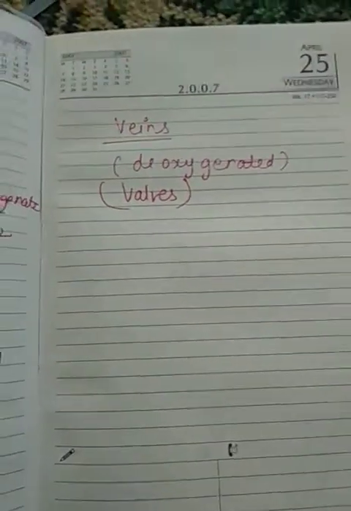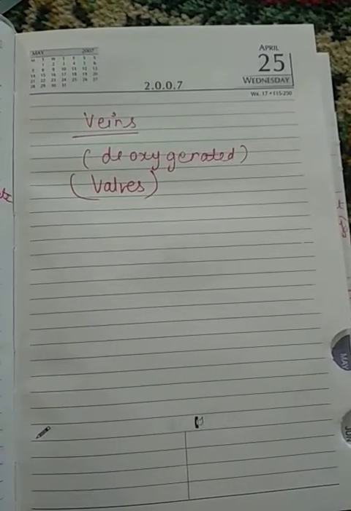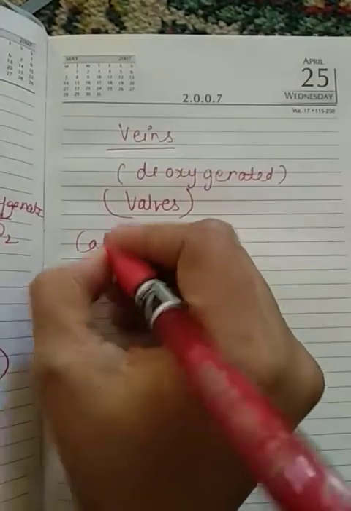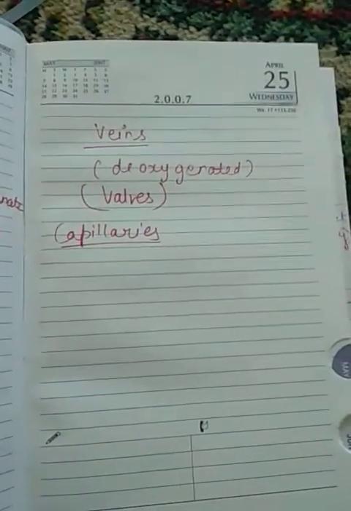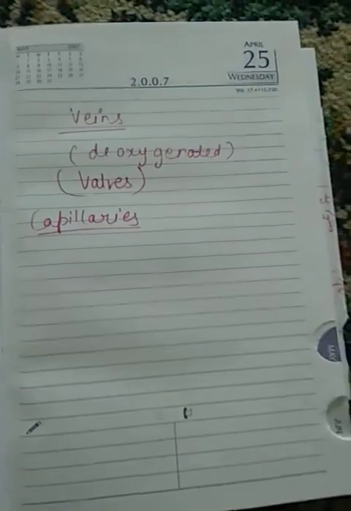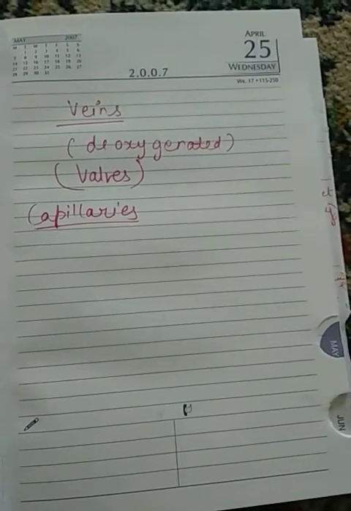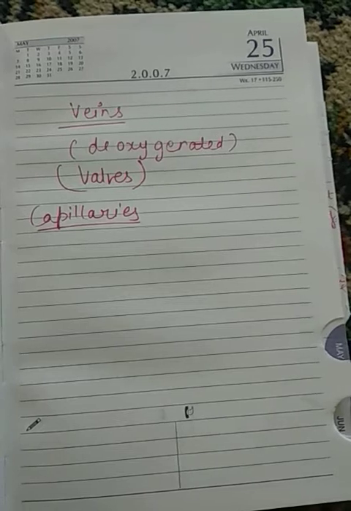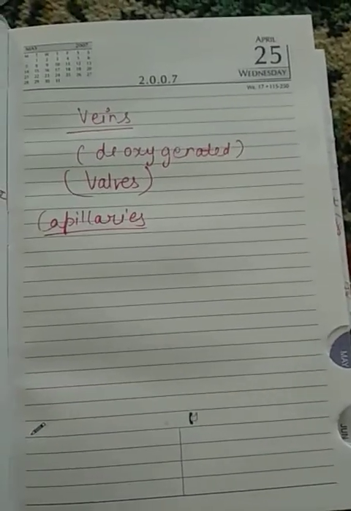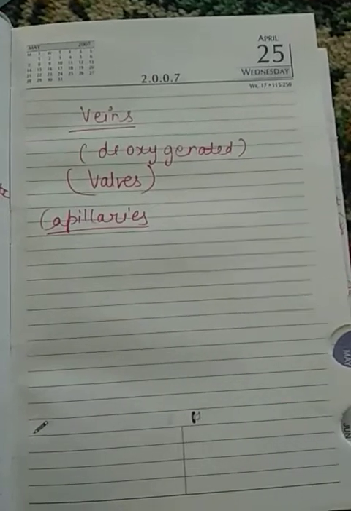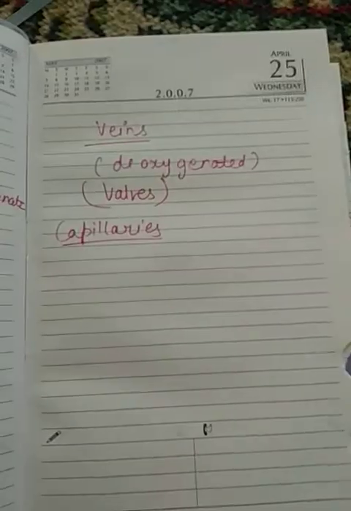And finally, the third blood vessel is capillaries. Capillaries are very thin vessels. They are the thinnest tube-like structures which carry blood, so they have extremely thin walls.